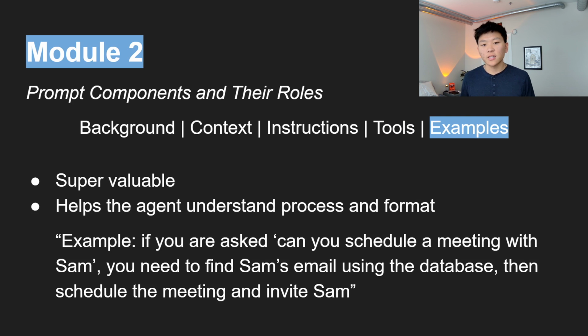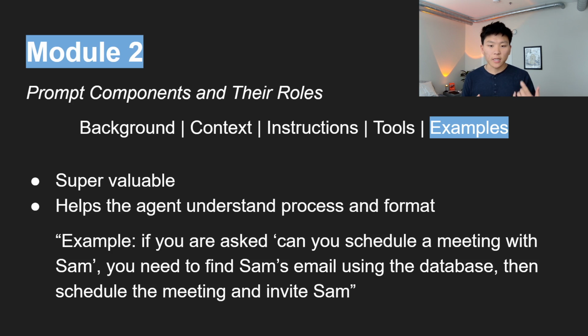And then finally in this section, what we're talking about as far as components, we have examples. Examples are incredibly valuable. They show the agent what kind of response you were expecting. So this is going to help the agent understand tone, format, details, flow. For example, if the agent needs to get contact information from a vector database, then use that email to reach out and schedule a calendar event, you would want to give an example of the query that the agent would get and then the actions that the agent needs to take.